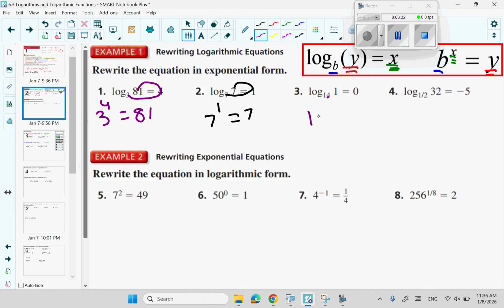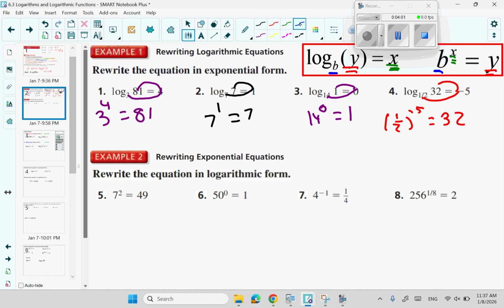14 to the power of 0 equals 1, which is also true. 1/2 to the power of -5 equals 32. So the spiral is how I can go from log form into exponential form.